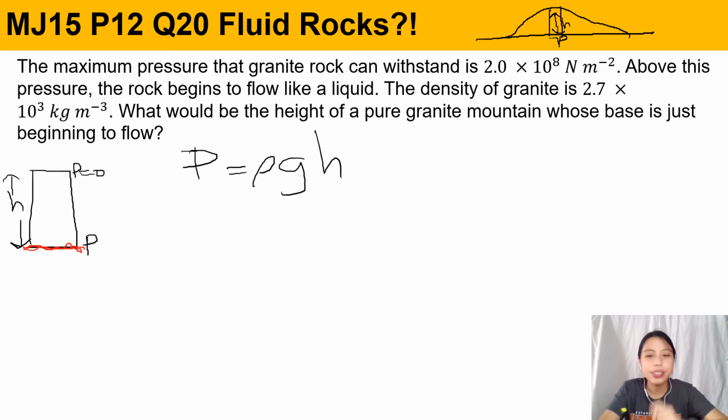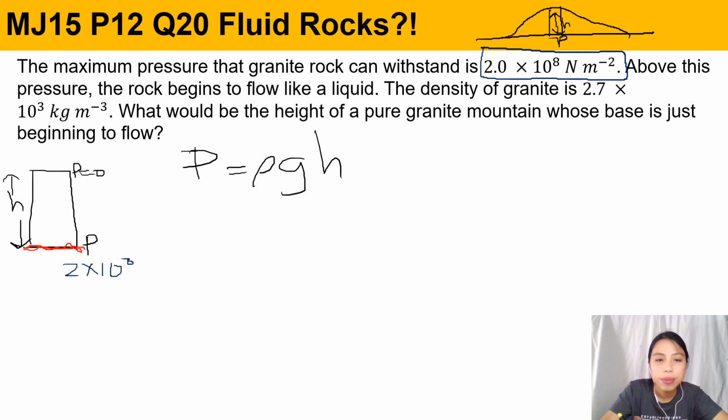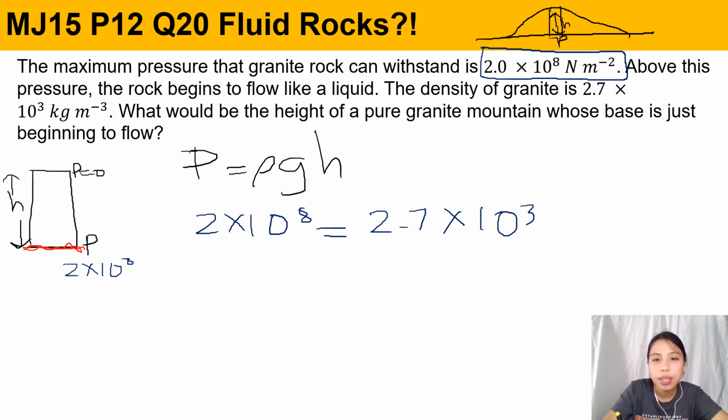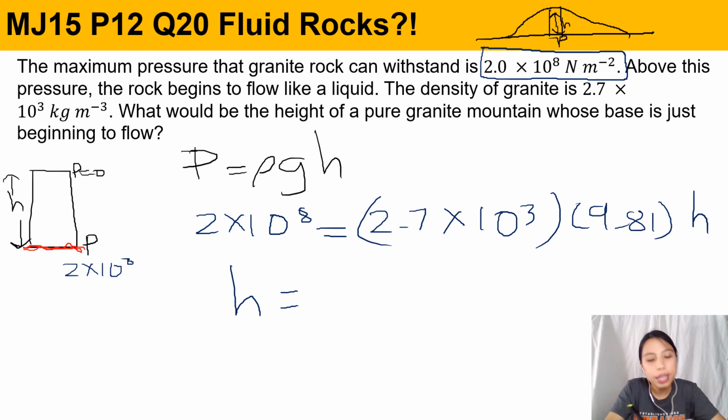Saves us extra calculations. Okay, maximum pressure that the rock can stand. We want to reach this because past the max, it's beginning to flow. So we'll say what is the height where the pressure down here will be 2 times 10 to the 8. So 2 times 10 to the 8 equals the density of granite, 2.7 times 10 to the 3, times the gravitational constant times the height. Let's find the height. Plug in and check what you get: 2 times 10 to the 8, 2.7 divided by 9.81.